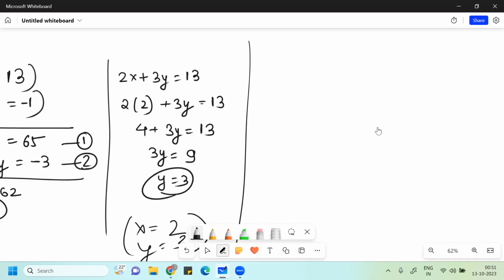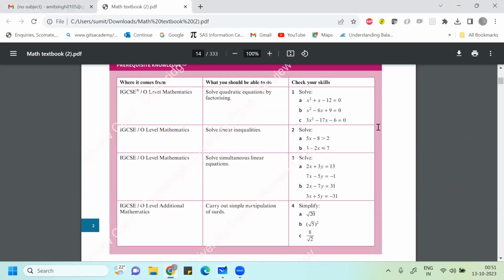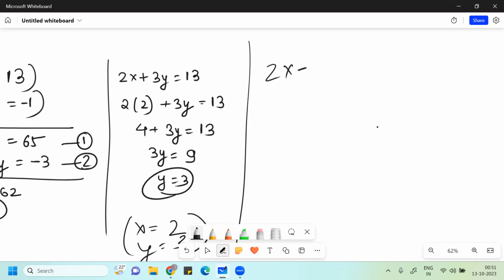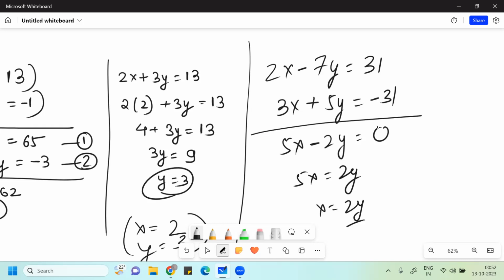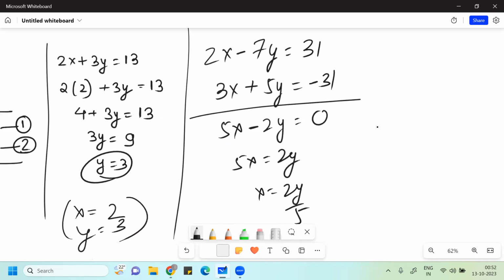Next question: 2x - 7y = 31, and then 3x + 5y = -31. If I add them, I'll get 5x - 2y = 0. So I can say that 5x = 2y. So in place of 2y, I can write 5x, or in place of 5x, I can write 2y. So x = 2y/5.